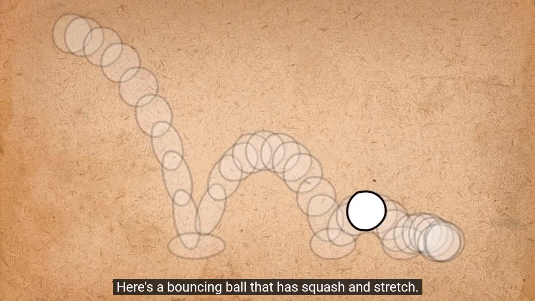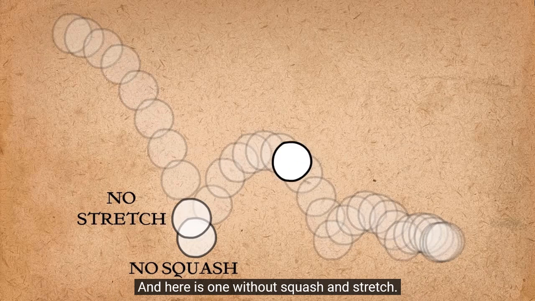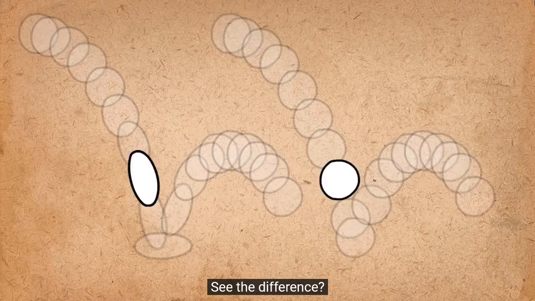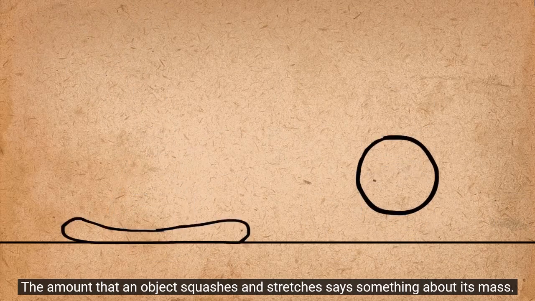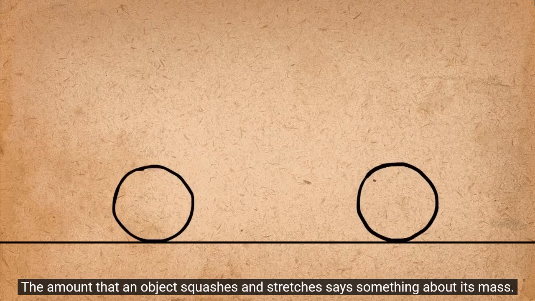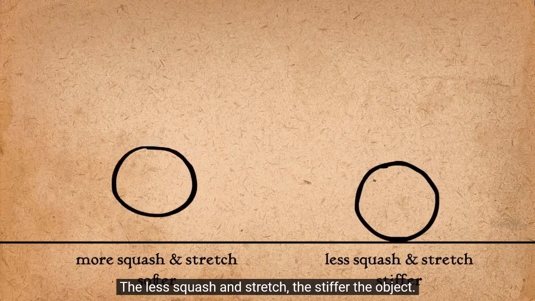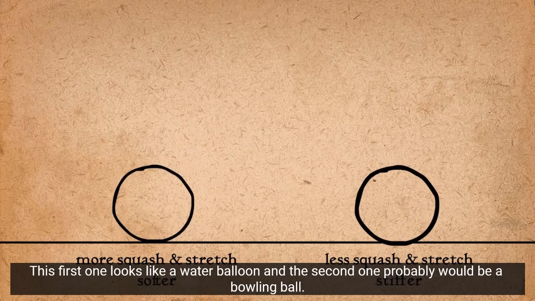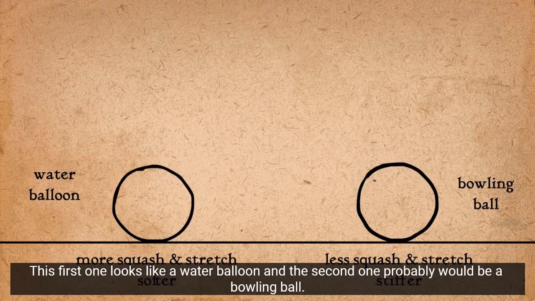Here's a bouncing ball that has squash and stretch. And here is one without squash and stretch. See the difference? The amount that an object squashes and stretches says something about its mass. The more squash and stretch, the softer the object. The less squash and stretch, the stiffer the object. This first one looks like a water balloon, and the second one probably would be a bowling ball.